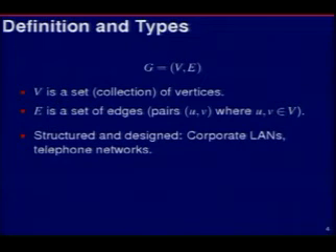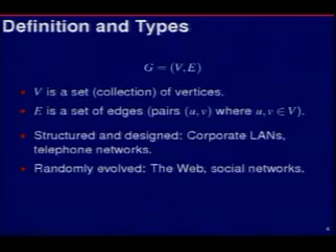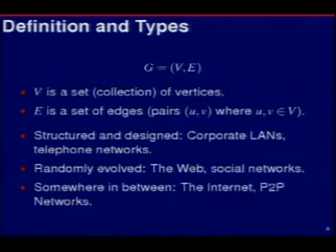And one thing you have when you're looking at networks, if we're trying to study networks in real life, is that you have either ones that are structured and designed by people explicitly, or you have ones that are randomly evolved. And those are some examples, sort of, corporate LANs or telephone networks tend to be designed by somebody who thinks about how the network should be set up, whereas other things are maybe more or less random. There's no design to the network that makes up the World Wide Web or the social network of the world. And then there's also those that are somewhere in between.